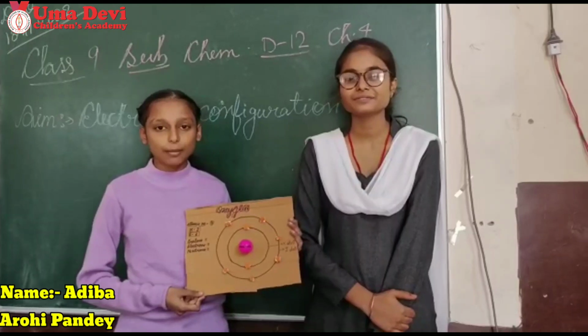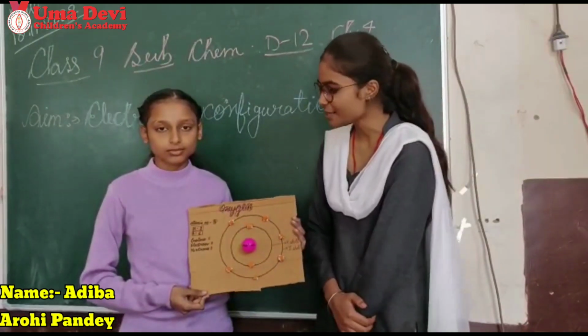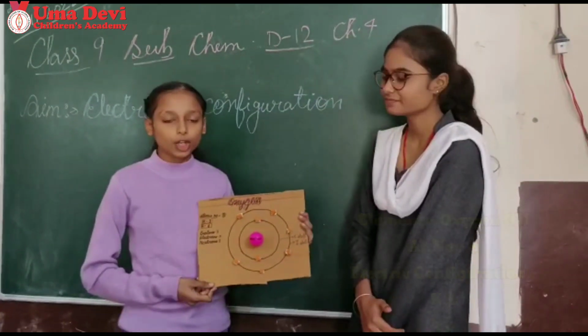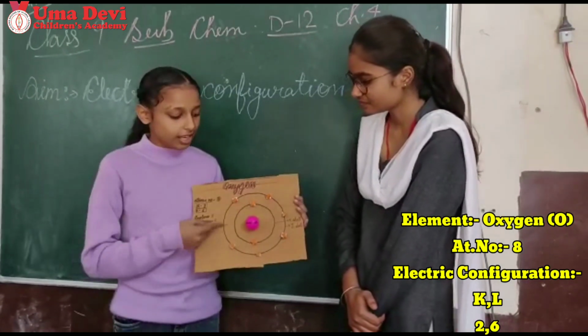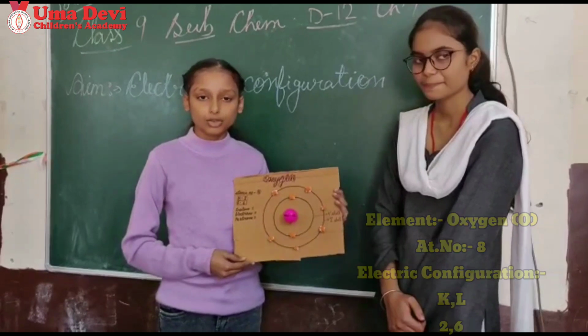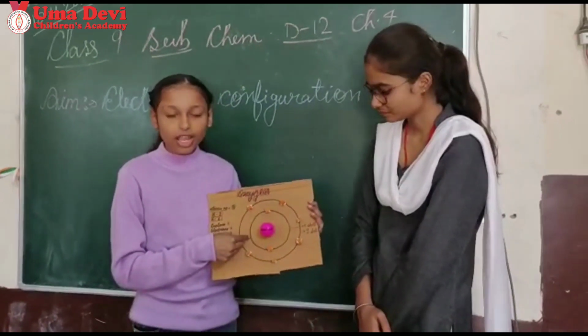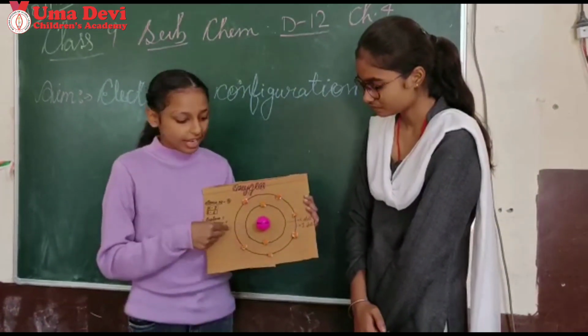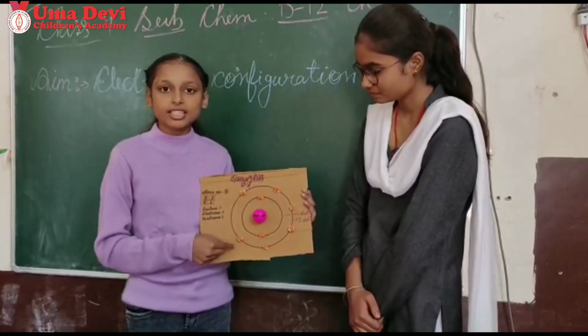I am Aruni, I am Adiba, and today we have prepared the atomic structure of oxygen. Atomic number of oxygen is 8. It is nucleus and it contains 8 protons and 8 neutrons. It is a K shell and it contains 2 electrons. It is a L shell and it contains 6 electrons.